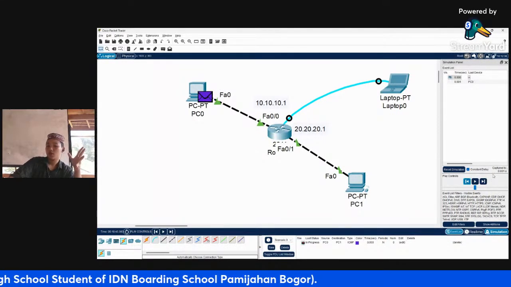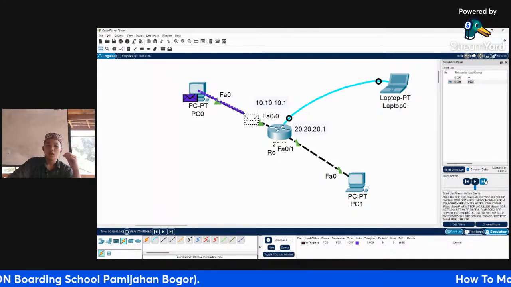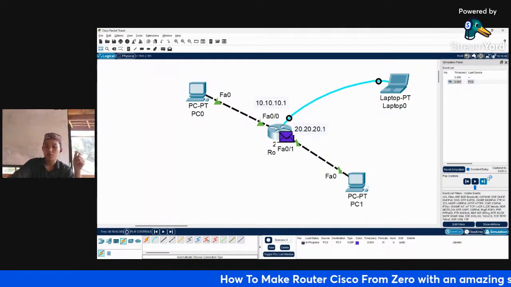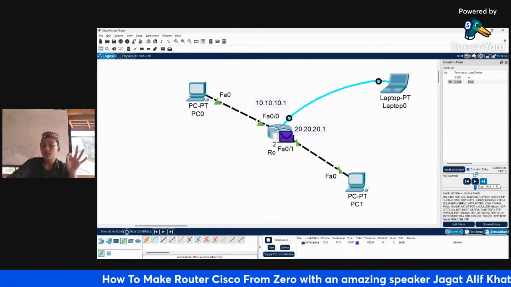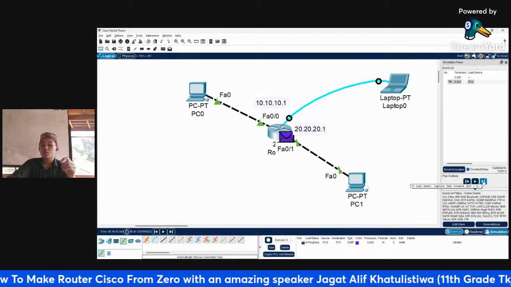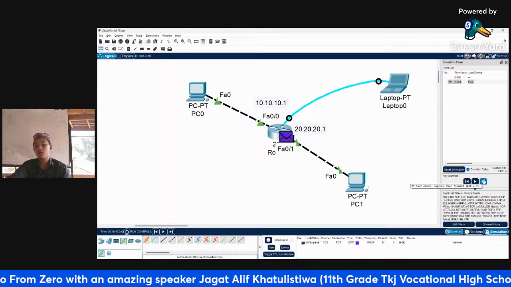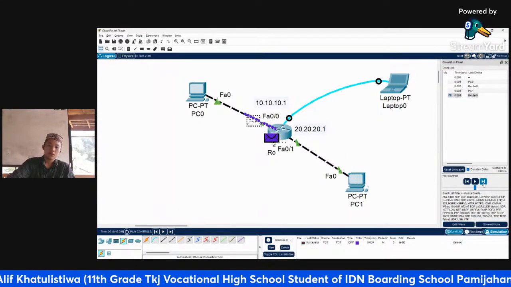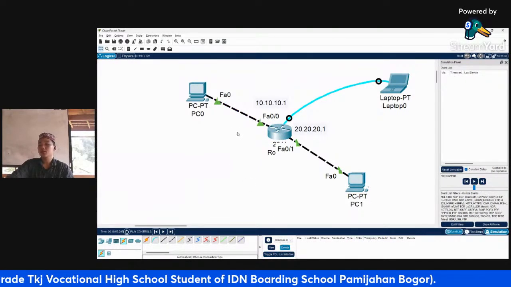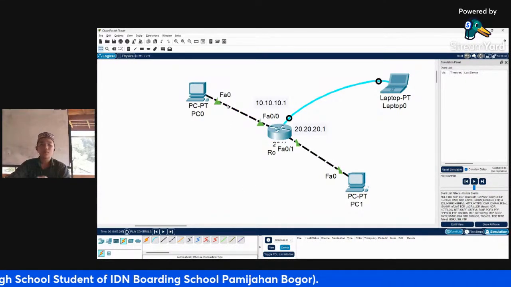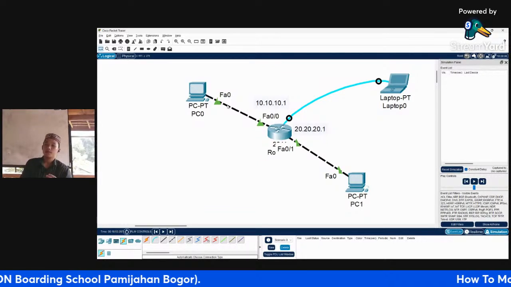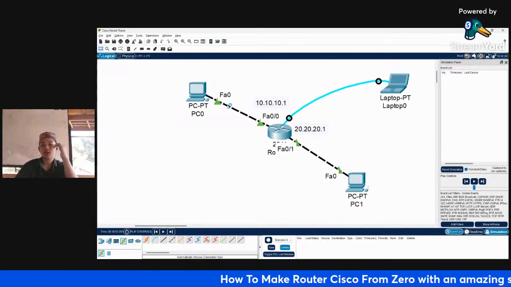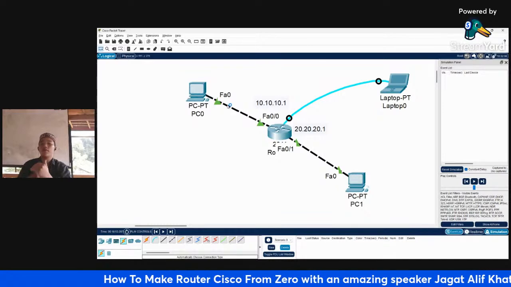Now the first PC wants to ping the other PC, so it goes to the router and asks, do you have any route to 20.0.0.2? And the router answers, yes, I have it. Then your packet is forwarded by the router to the destination. Okay, the packet is successful. This is how to do something very simple, configuring the router from zero, one step at a time, and maybe we can add another step.